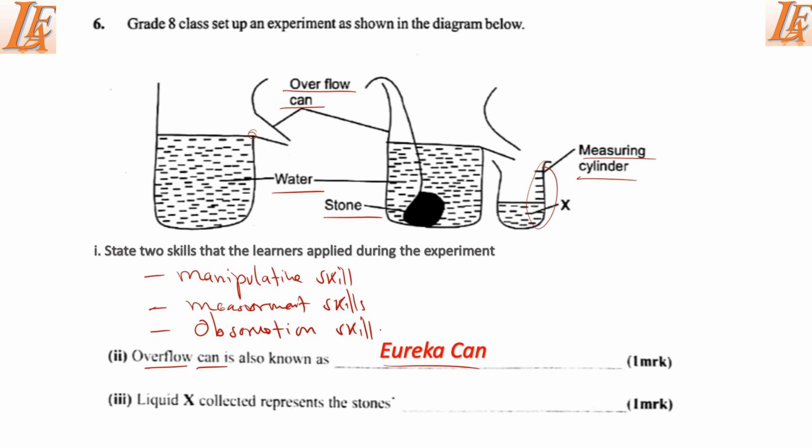Then the third question: liquid X, this liquid here, collected represents the stone's volume. So this liquid which is collected here is equal to the volume of the stone, because at the beginning the water was full to this brim. When you place this stone inside, this stone displaced some water. It occupied that space. The water which was displaced went into this measuring cylinder. So the volume of water which went to the cylinder is equal to the volume of that stone.